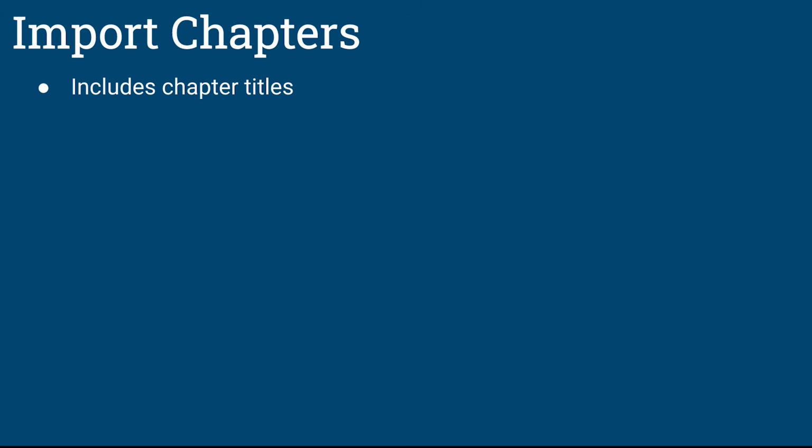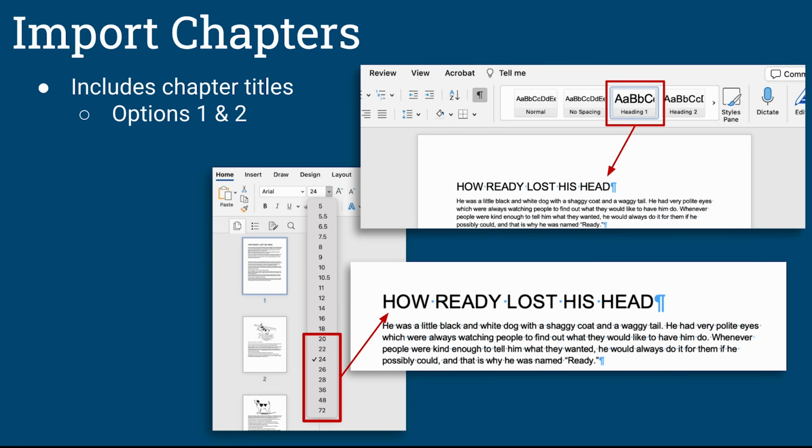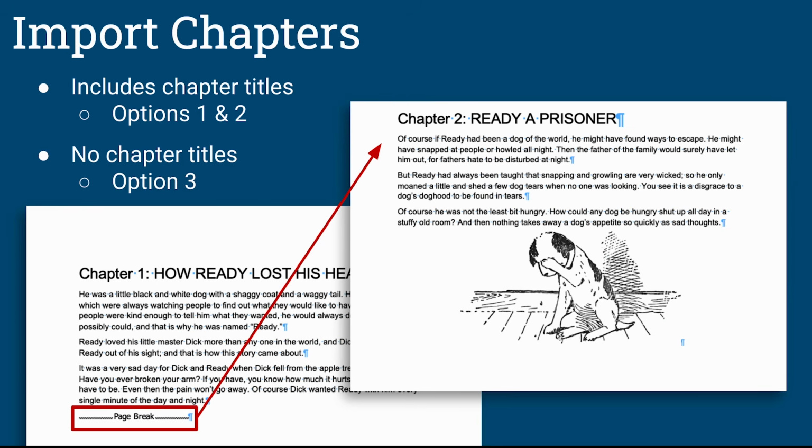If your book includes chapter titles, we highly recommend that you format your chapters using one of the first two options. If you ensure all your chapter titles are either tagged as a Heading 1 or by choosing a font that is a minimum of 20, Atticus will know where to start a new chapter and also where to place your chapter titles within your book. If you don't use chapter titles, a simple page break between chapters works perfectly for our system.